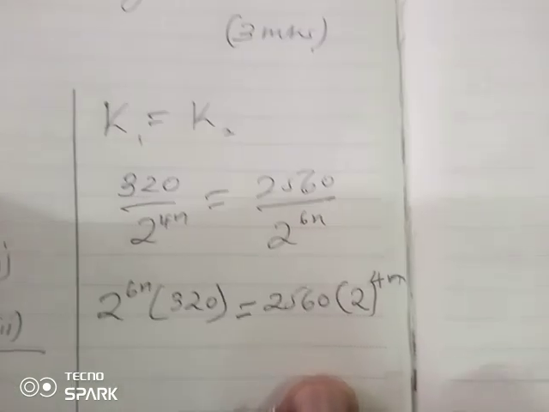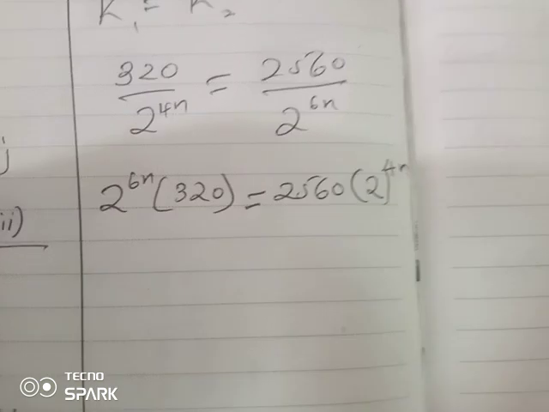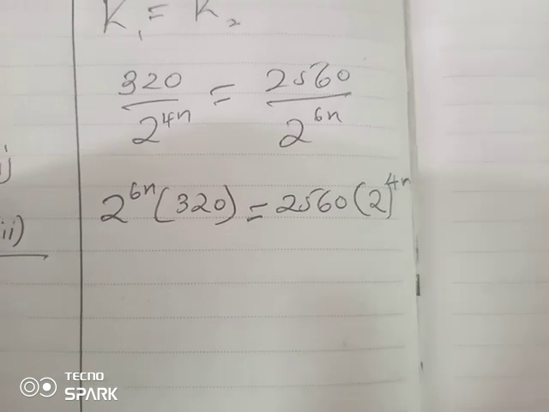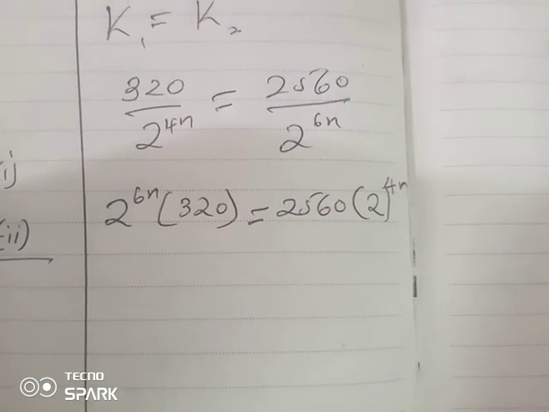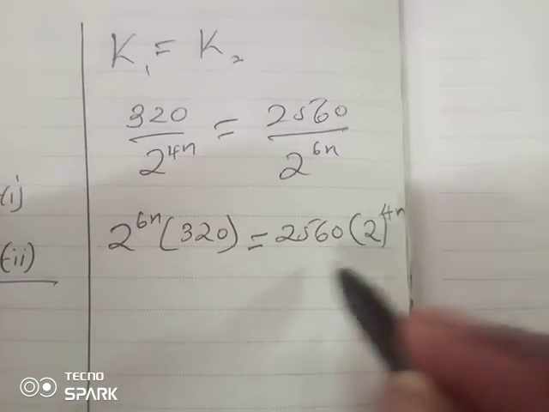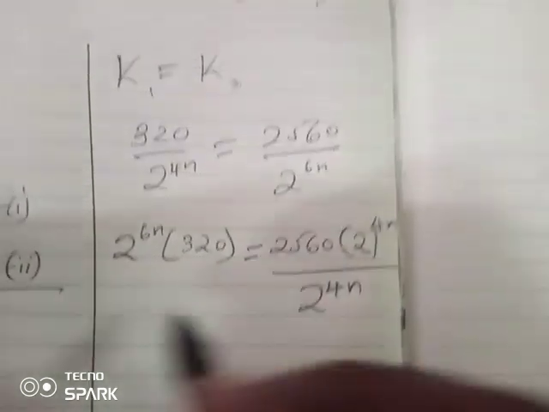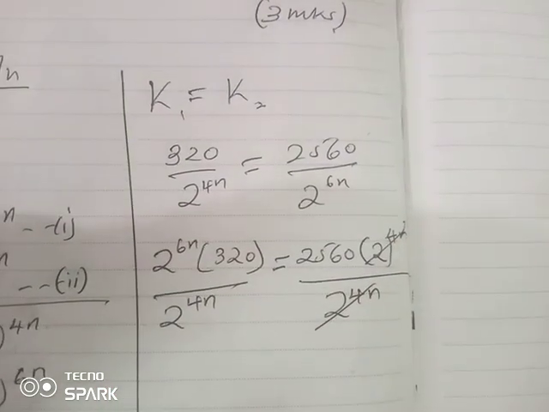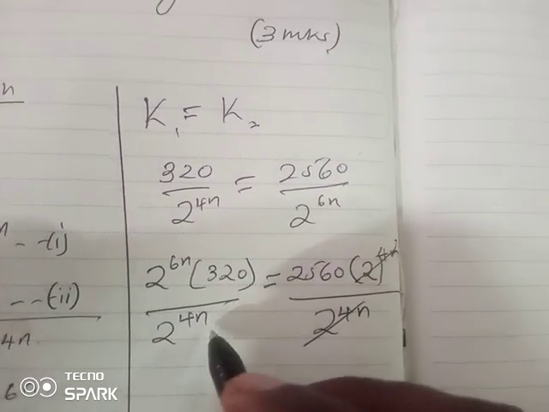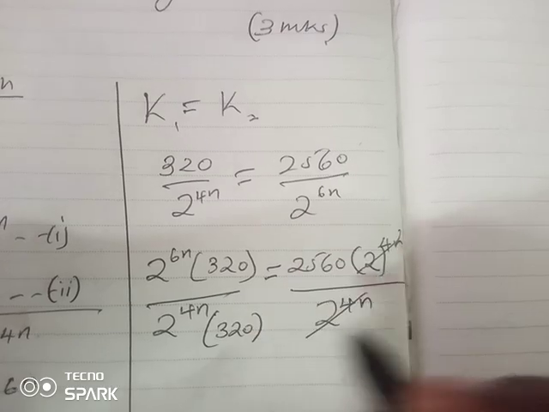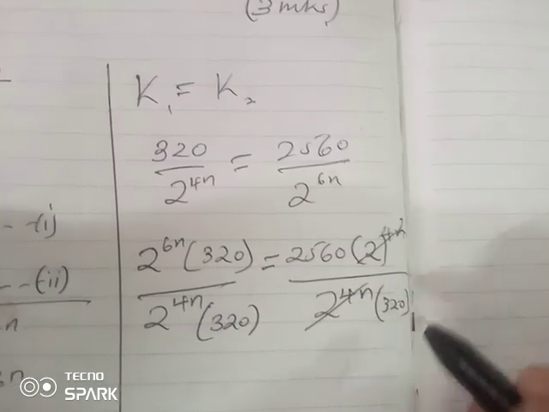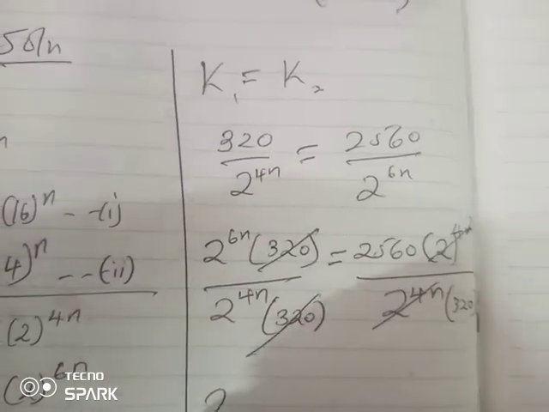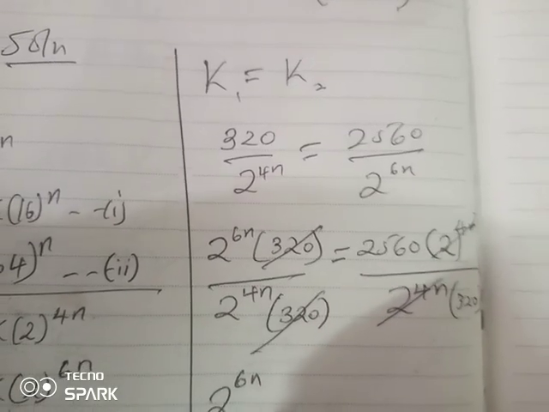2 power 4n. Then I want to collect the powers, the indices, the numbers with a base, and collect the other whole numbers together. So I'm going to divide this side by 2 power 4n, divide again by 2 power 4n, so this one shall have cancelled. And I want to eliminate 320 by dividing by 320 also on both sides. So on the left side, 320 shall go, and we remain with 2 power 6n over 2 power 4n.